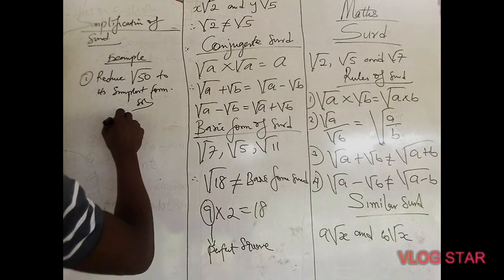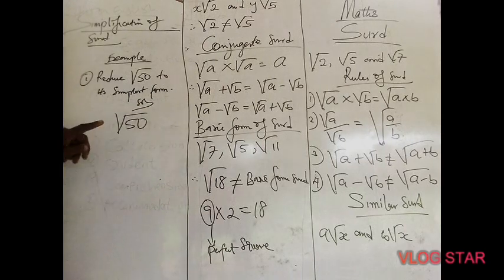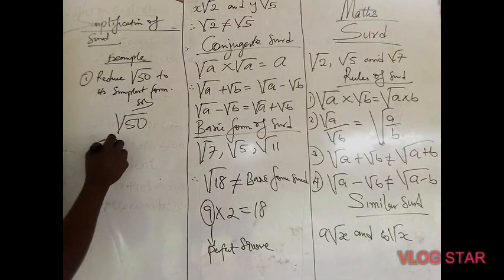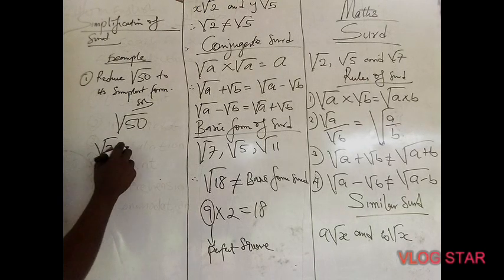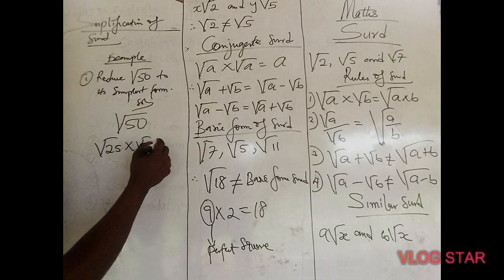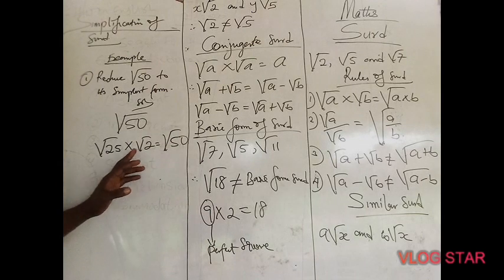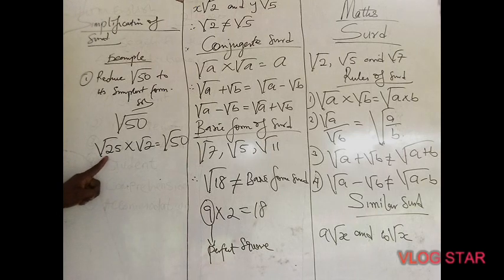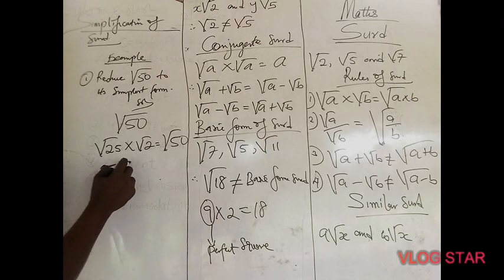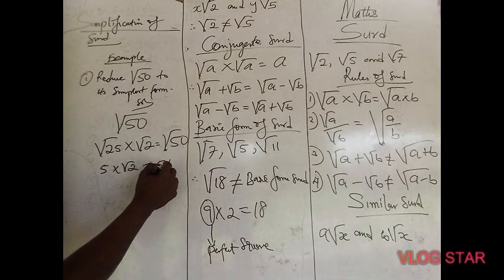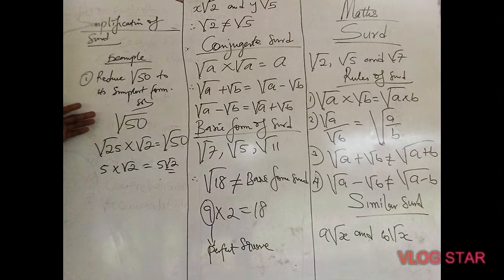Under solution, we are dealing with root 50. How do we reduce it? Root 50 contains a perfect square. What is the perfect square in root 50? The perfect square is root 25. So root 25 times root 2 will still give us root 50. So we have expressed this, breaking it down into two simple surds. Now, what will give us the perfect square? The square root of 25 here is 5. 5 times root 2 will be equal to 5 root 2. So this is the simplest form of this particular surd.